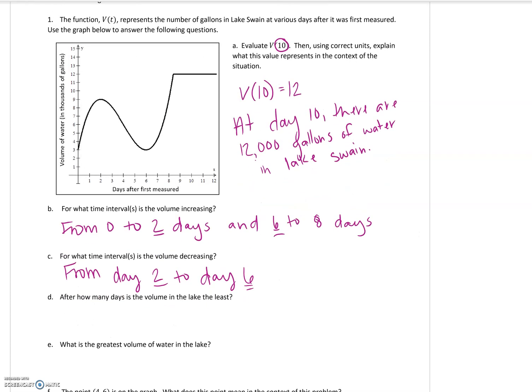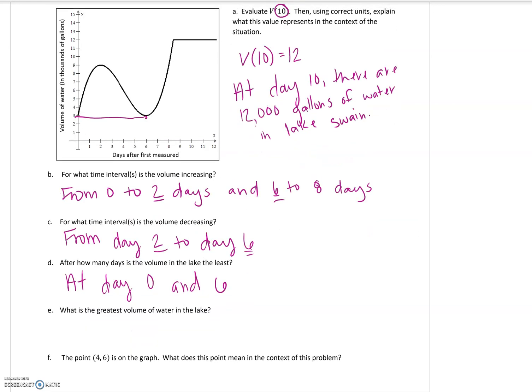Part D, after how many days is the volume in the lake the least? So the lowest volume happens, I think, maybe in 2 places. In one place, let's go over and see. Looks like in 2 places there. So at day 0 and at day 6. What is the greatest volume of water in the lake? If I look at the highest volume, I see that 12,000.